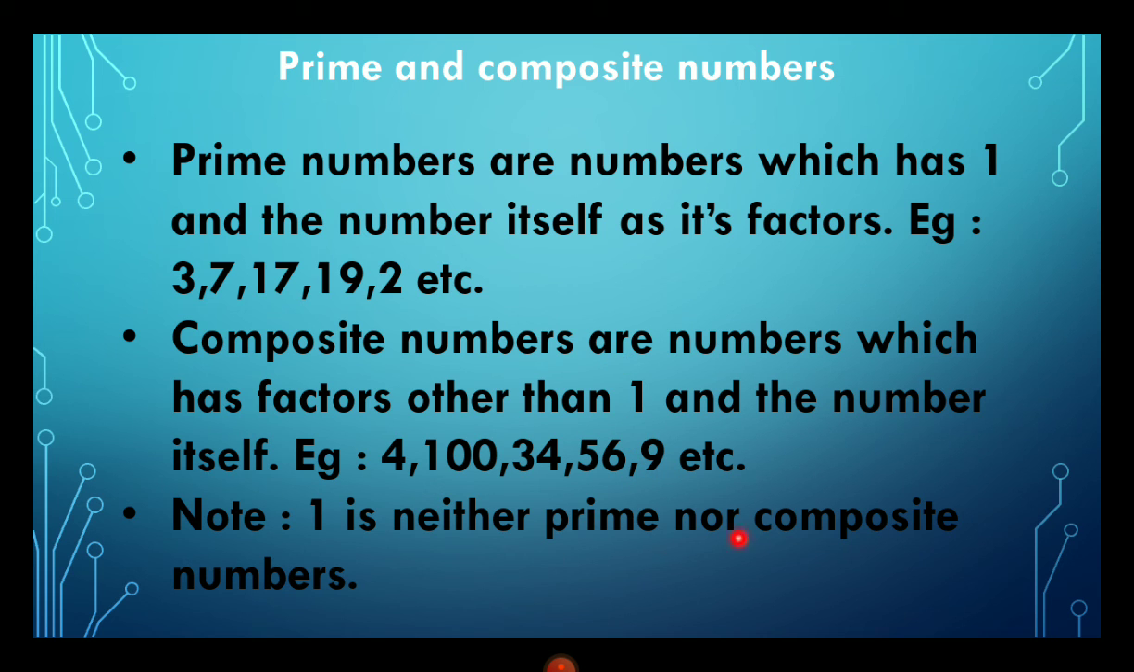Note, 1 is neither prime nor composite. Why? Because see, prime numbers have to have 1 and the number itself as factors. But 1 has only one factor, which is 1, as I said earlier. So 1 has only one factor. But 1 and the number itself, it is 1. So it is not a prime number. And composite numbers, I said, have factors other than 1 and the number itself. So only 1 is the common factor. So there are no factors other than 1. So 1 is neither prime nor composite. It is an odd number.